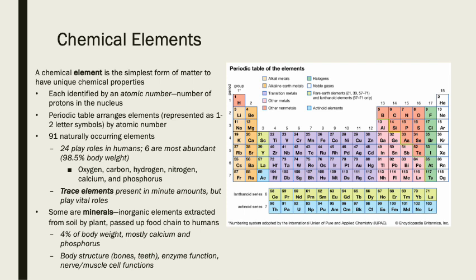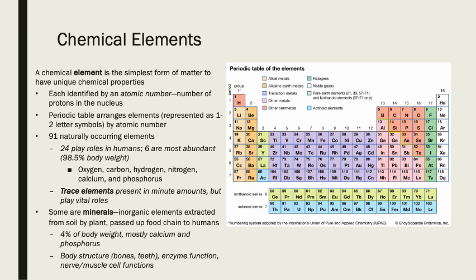Chemical elements are the simplest form of matter to possess unique chemical properties. They are a pure substance, one single type of atom. Each element is identified by its atomic number, which is the number of protons in the nucleus. So every element is numbered based on how many protons it has. It doesn't matter how many electrons or neutrons it has, just protons. And it has to have that many protons. If it has a different number of protons, it is no longer that element. So the protons give it its identity and its number.